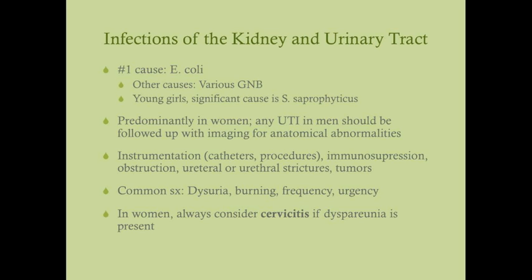So, like I said, predominantly UTIs occur in women. If a man has a confirmed UTI, he should always be followed up with imaging for anatomical abnormalities, for prostate problems, and so forth. The major risk factors for UTIs include instrumentation, so that would be catheters or procedures that involve the urethra, immunosuppression, obstruction, so that could be like stones or prostate enlargement, ureteral or urethral strictures, again that's another sort of obstruction, and tumors, which is another obstruction.